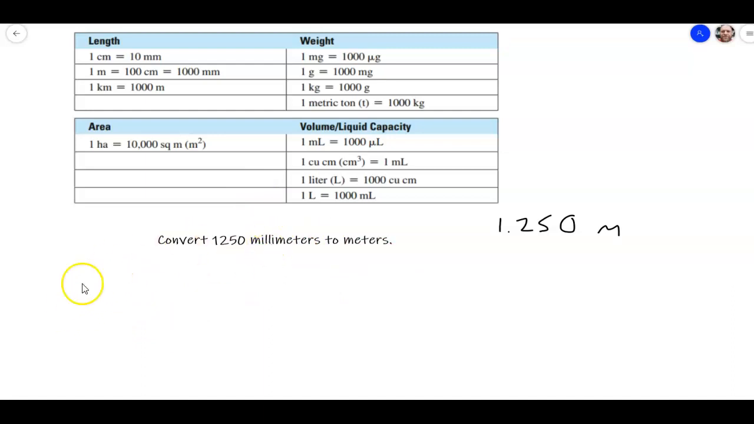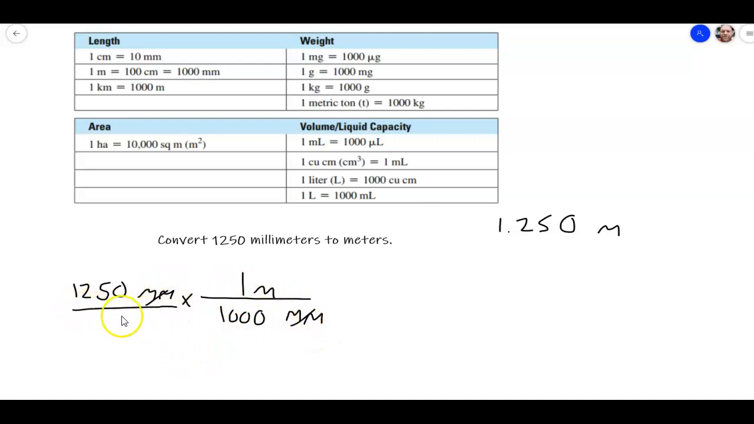So I'm going to start with my known amount like I did before, so 1250 millimeters. And then we're going to multiply by something that has millimeters on the bottom. So what do we know about millimeters? We know that, well, look at this. We can go directly on this second conversion here. We know there's 1,000 millimeters in 1 meter. So 1,000 millimeters goes on the bottom, 1 meter goes on top. And the reason that we do that is because we want those millimeters to cancel out. Remember, you can put that over 1 if it makes it a little easier to see that.